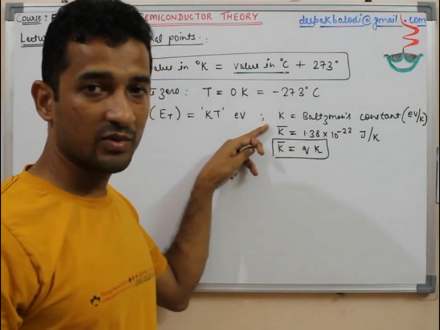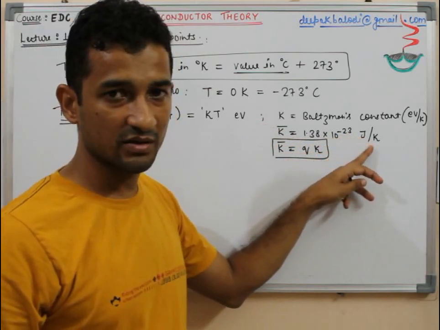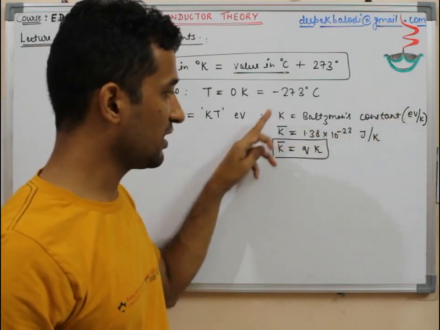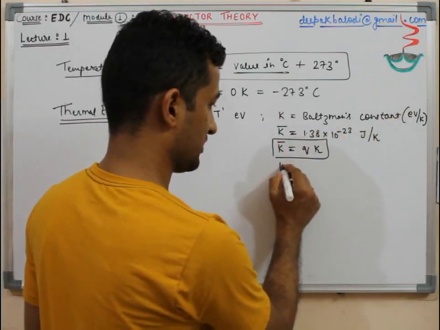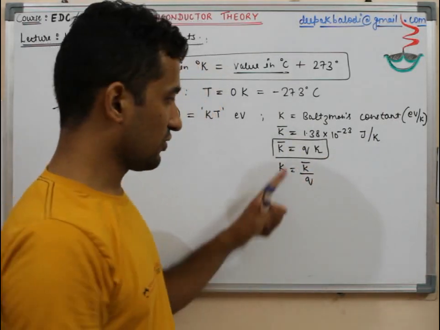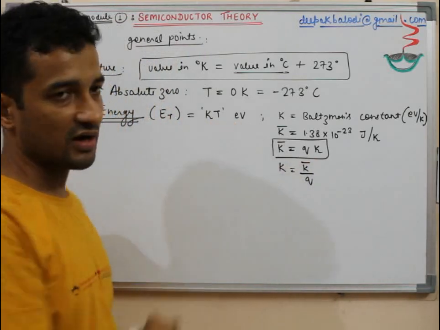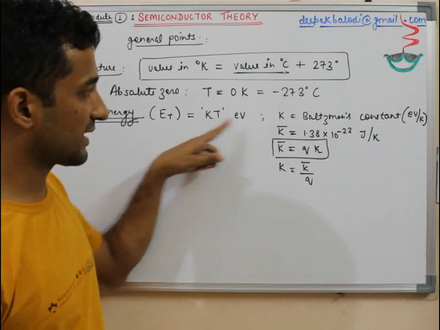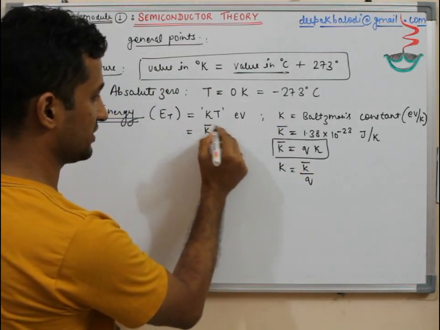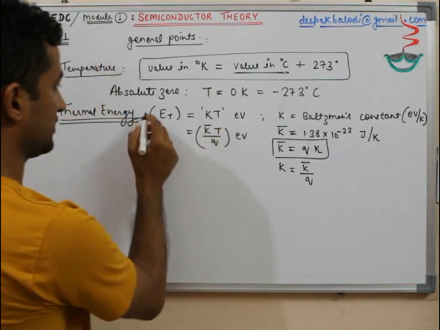But here, because we wish to calculate the change in energy per unit change in temperature, and we wish to calculate energy in electron volts, K would be K bar by Q. So if we are directly writing the thermal energy in electron volts, then this K should be kept as this value. So we can write it K bar T by Q electron volts.